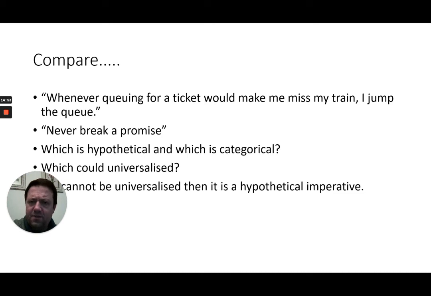Well, the top one is hypothetical. Whenever queuing for a ticket would make me miss my train, I jump the queue. It's a means to end idea. Whereas never break a promise is categorical. There is no means to end transaction going on there at all.